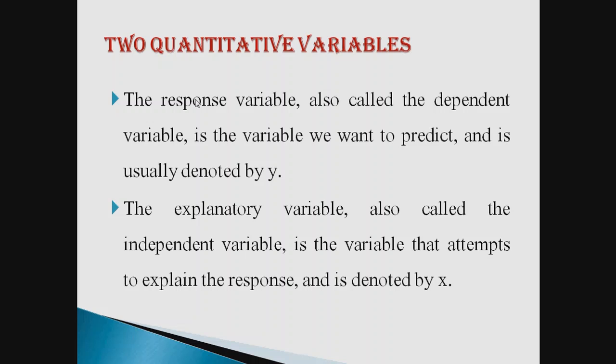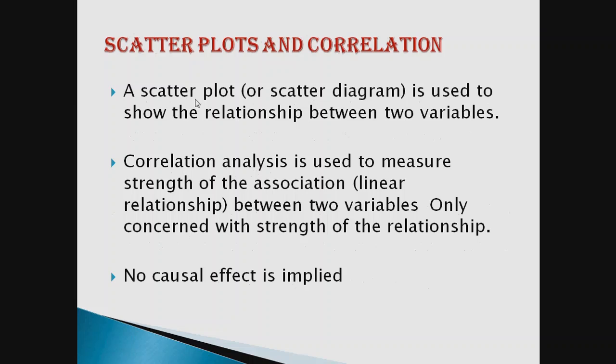The terminology we are going to study in correlation analysis begins with the scatter plot. A scatter plot, or scatter diagram, is a graphical representation of the relation between two or more variables. It is drawn between the two variables x and y on the two axes, and it is used to show the relationship between the two variables.